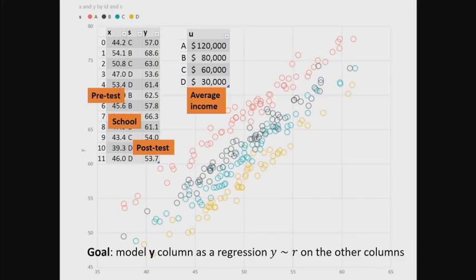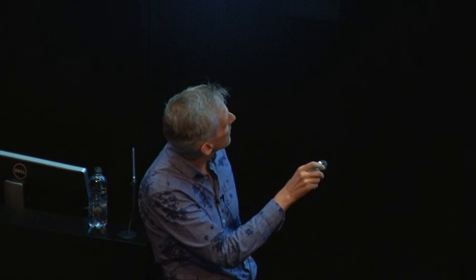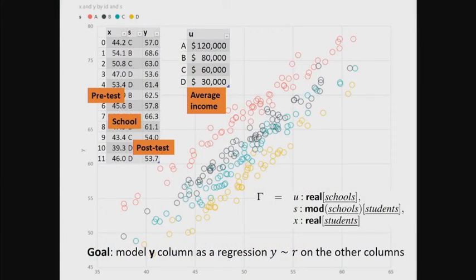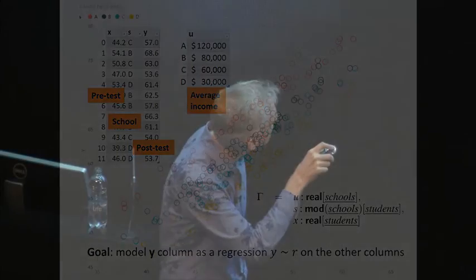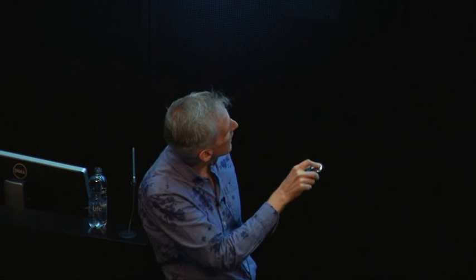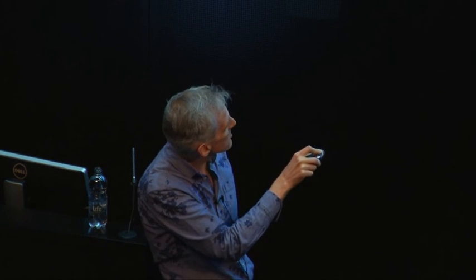where a particular point is saying this child went to, I think this is probably D. Yellow is D. And this child started at say 48 and has come out at 53.